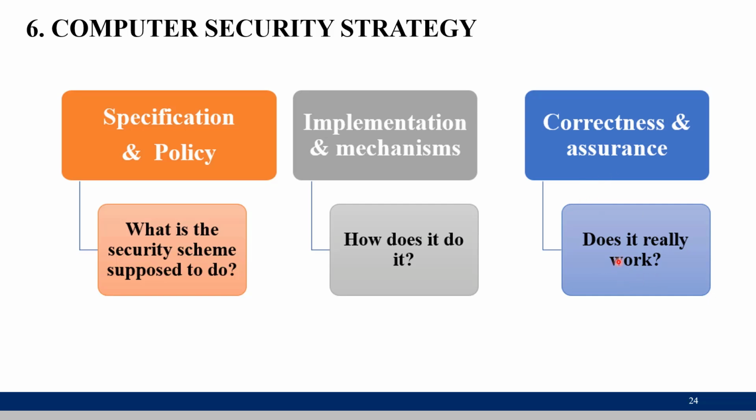And finally, you have to make sure your objective is achieved, that you have reached your objective and met all your objectives completely. So you have to make sure, and that is going to be the assurance. So there are three different steps: specification and policy, implementation and mechanisms, correctness and assurance. These are the three things you have to follow, and this is called the computer security strategy. Now you can see in the next slide.